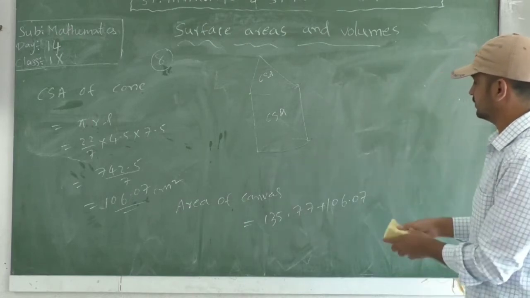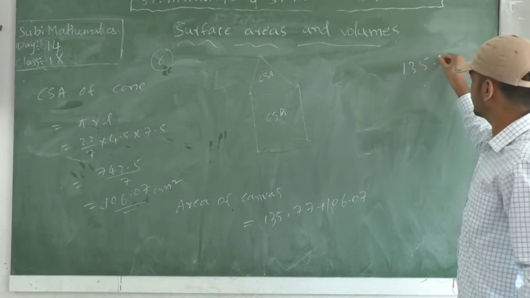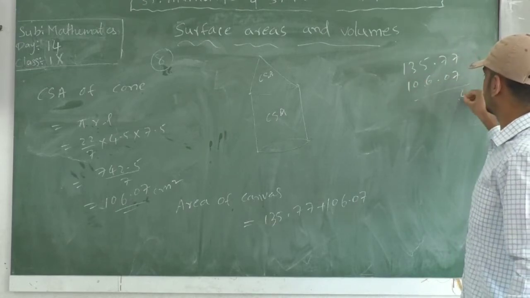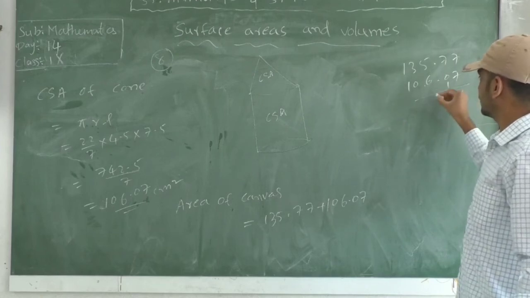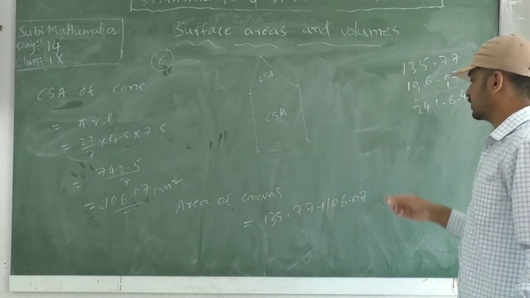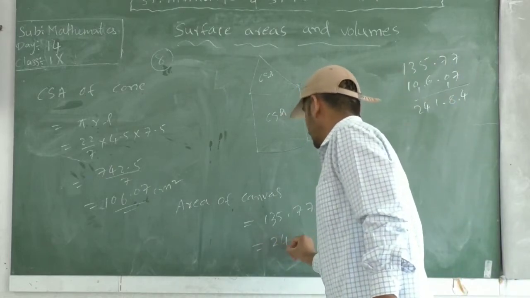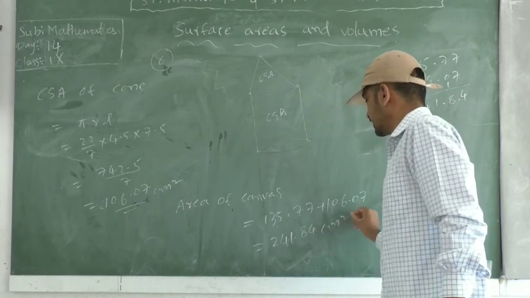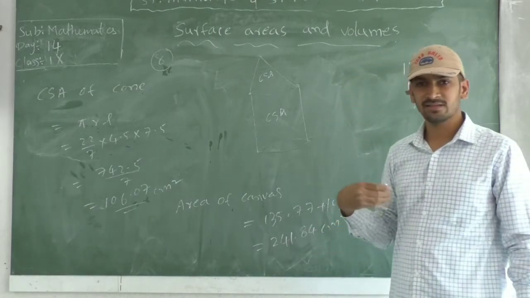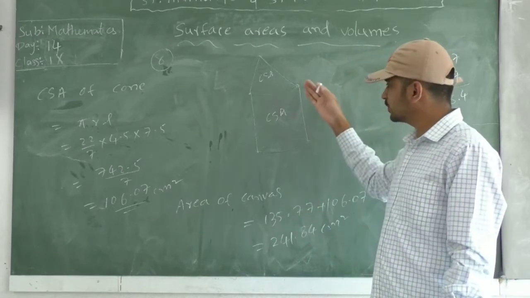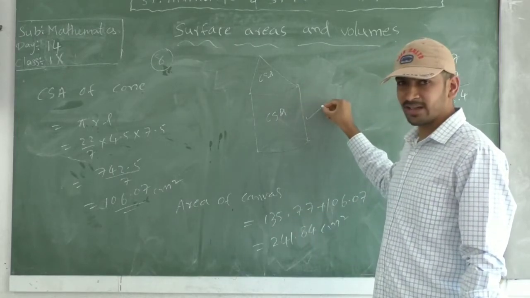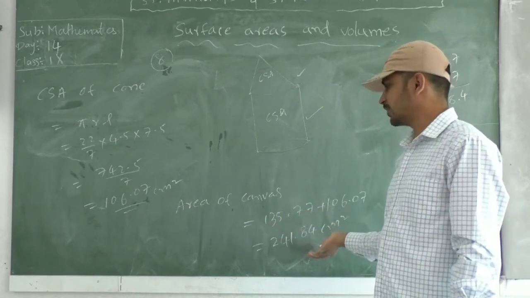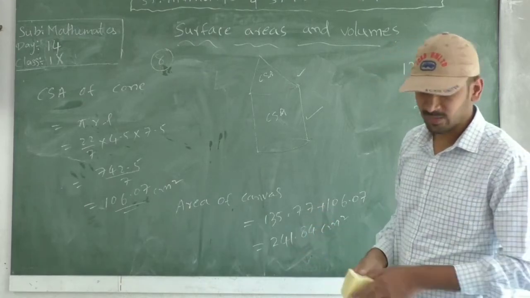So we can write 135.77 plus 106.07, which gives 241.84 centimeters square. This is the canvas cloth for the cylindrical part and conical part. This is our last class simplification. So we are going to see the remaining problems today.